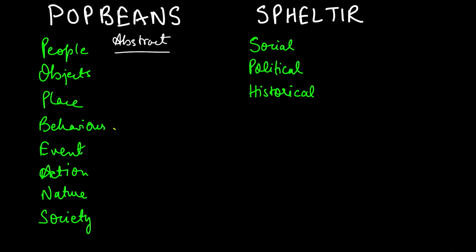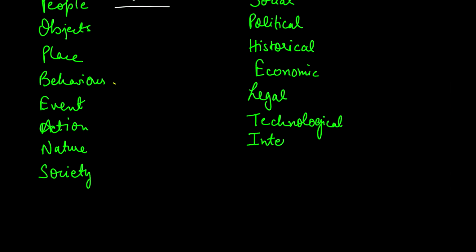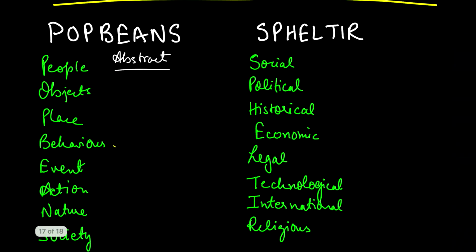Then after that, E comes for economic. Any guesses what will be L? Of course, it will be legal because we are talking about factual things. T for technology, so technological aspects or things like that. Then we have I for international. So what are the international implications of this topic? And the last one is R. R for religious. What are the religious angles of this? So this is your SP Helter technique, and we use this for factual data, factual information.